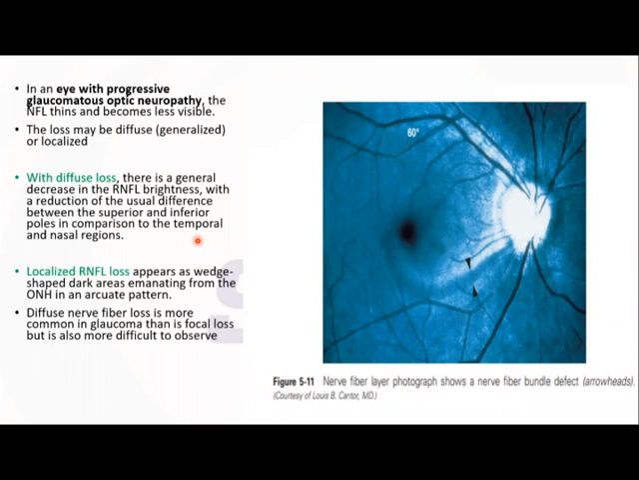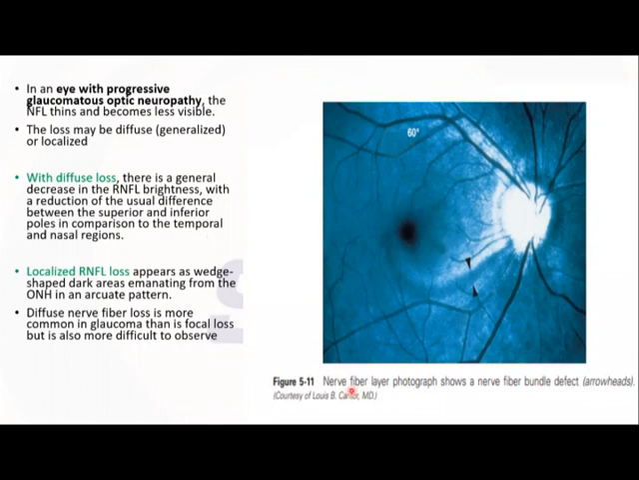Localized retinal nerve fiber layer loss appears as bud-shaped dark areas emanating from the ONH in an arcuate pattern, as we previously showed in one picture. Diffuse nerve fiber loss is more common in glaucoma than focal loss, but it's also more difficult to observe.